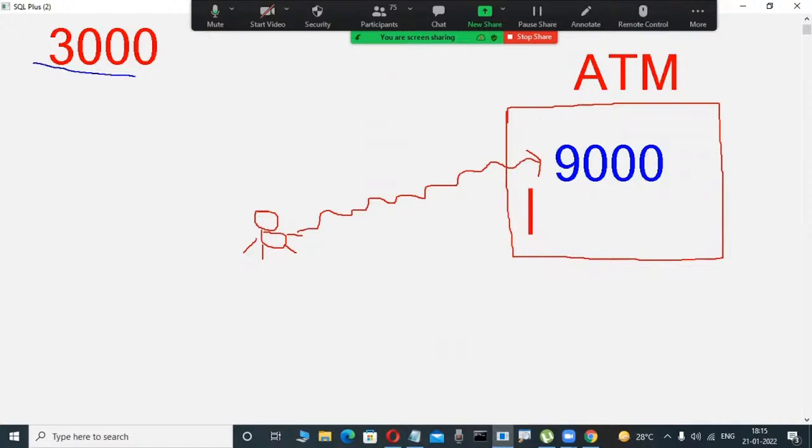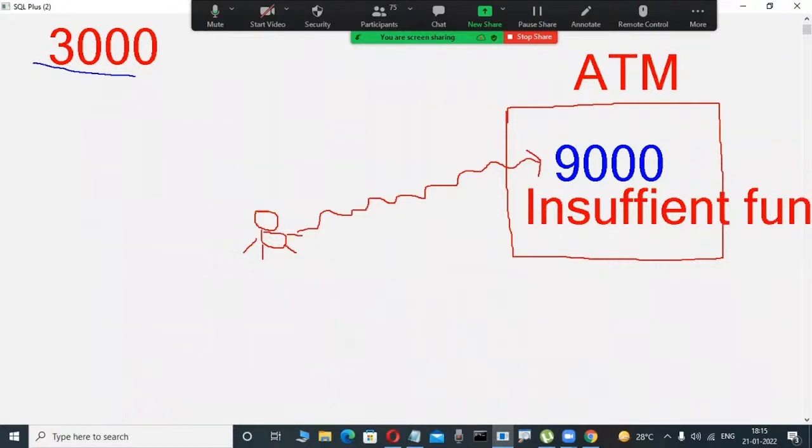You are observing on your ATM machines, yes, maybe some message will be displayed. Suppose an insufficient funds message. Why? Because here your balance is low, 3,000, but you are trying to withdraw more than 3,000, that is 9,000, 8,000, 7,000 like that. How is it possible? In that case only, the insufficient funds message will be displayed.